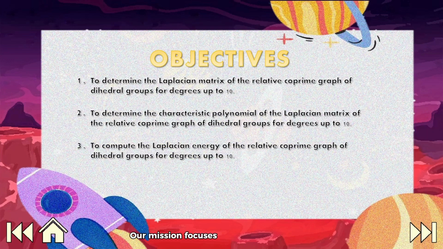Our mission focuses on three main objectives. First, we aim to construct and determine the Laplacian matrices of the relative coprime graph of dihedral groups for degrees up to 10. Next, we determine the characteristic polynomial of the Laplacian matrices of the relative coprime graph of dihedral groups for the same range of degrees. Finally, we computed the Laplacian energy of the relative coprime graph of dihedral groups for degrees up to 10.